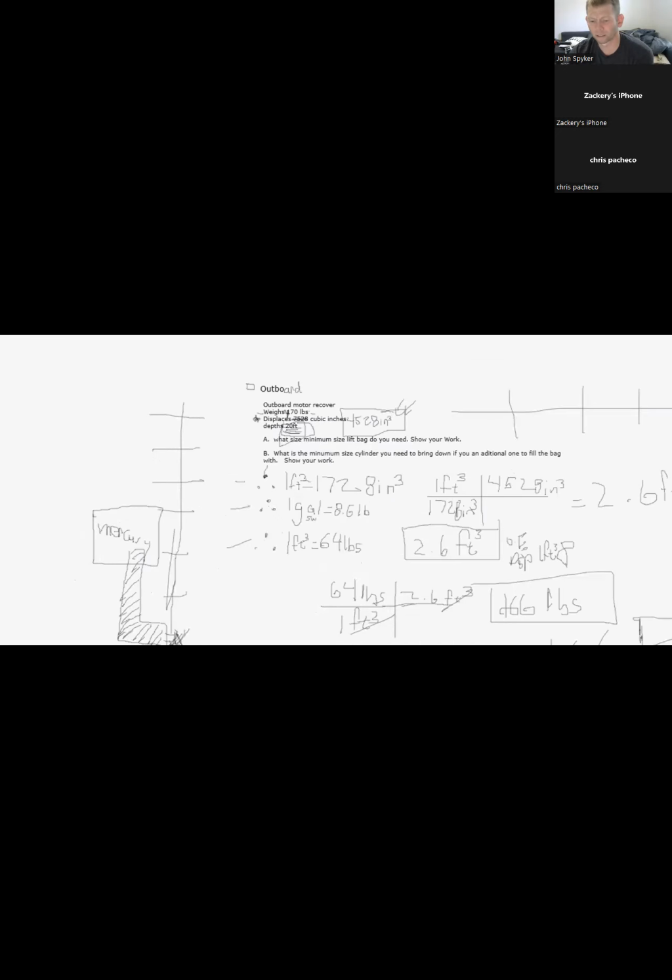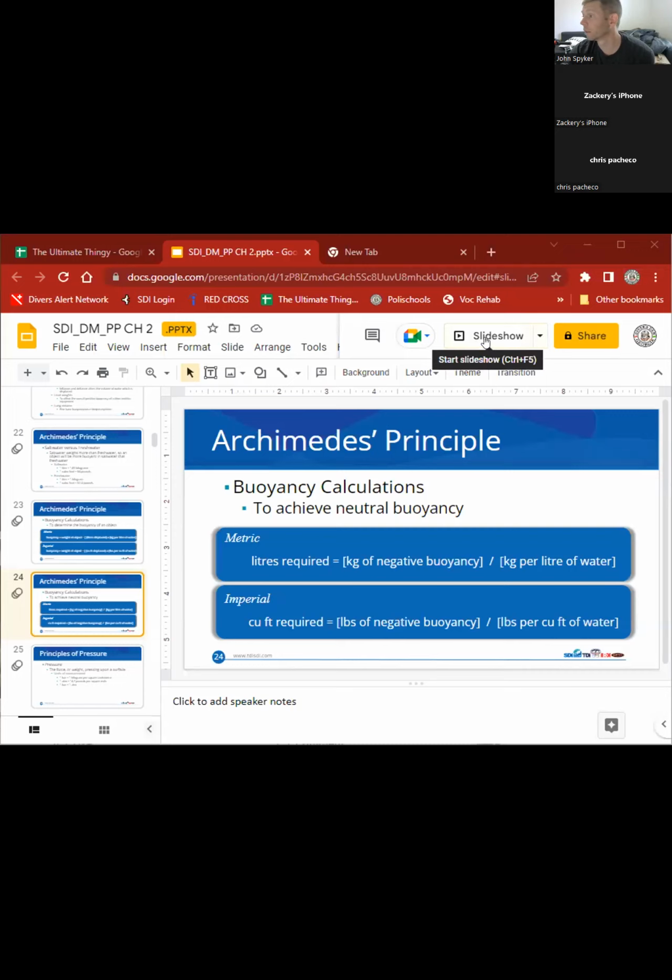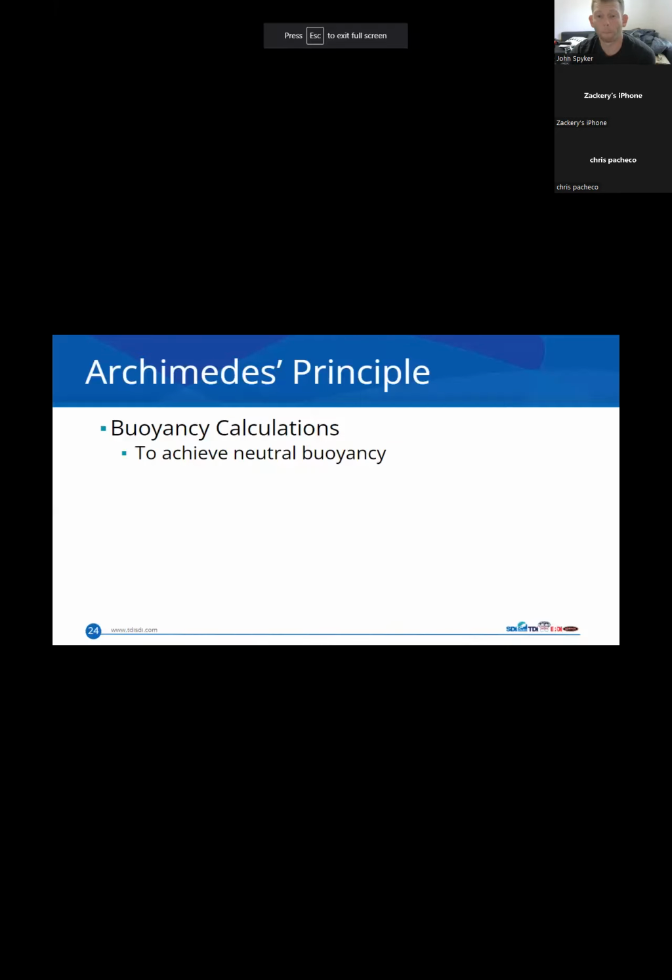Close, minimize this thing. I have to go to the right. I thought I had it open, but I guess I did not. It's right here. There it is. Okay. And now I need to. All right. There. Now I should be able to share it. I want to share this one. Okay, what can you guys see now? Archimedes principle, buoyancy calculations to achieve neutral buoyancy. Awesome.